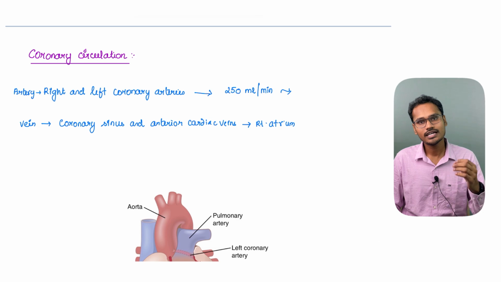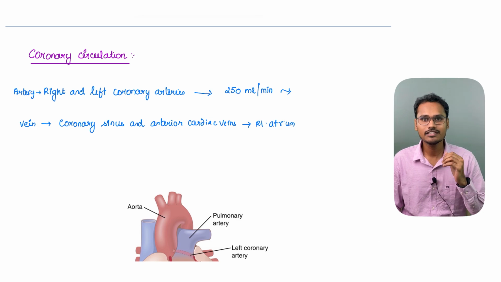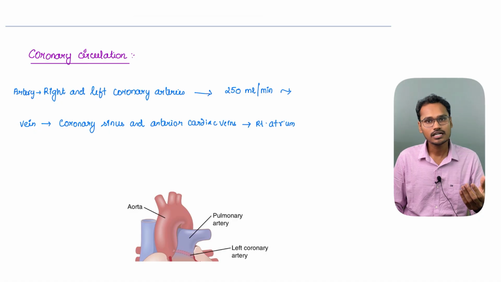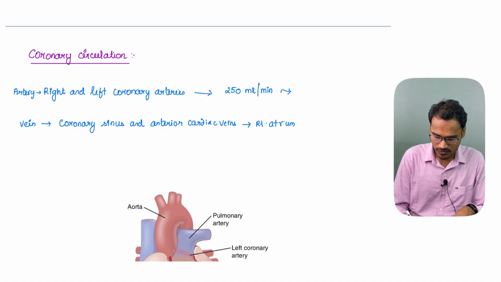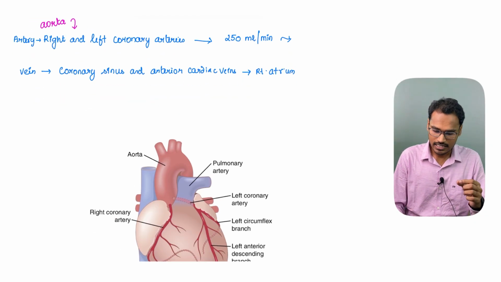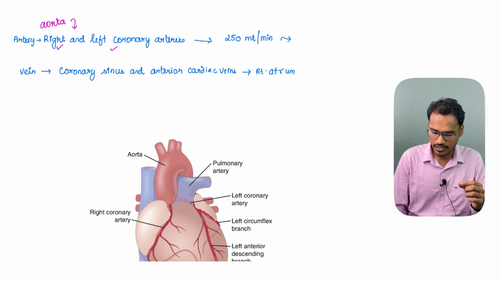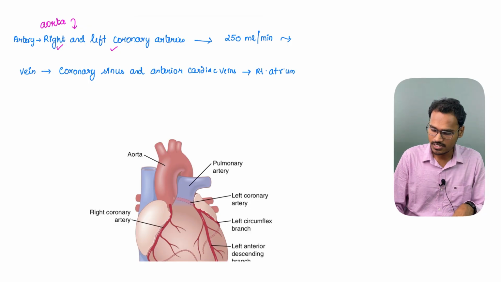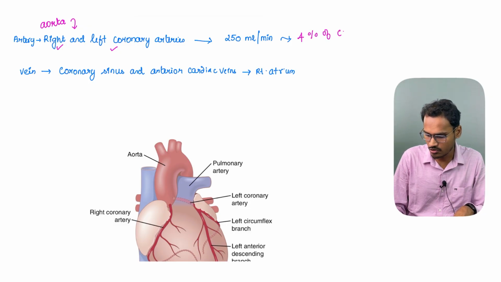All of you know that the heart will supply itself first, then it will supply the rest of the organs. As soon as the aorta originates from the left ventricle, it will immediately give the coronary arteries, that is the right and left coronary arteries, and the heart will get a blood supply of about 250 ml per minute, which is about 4% of cardiac output.